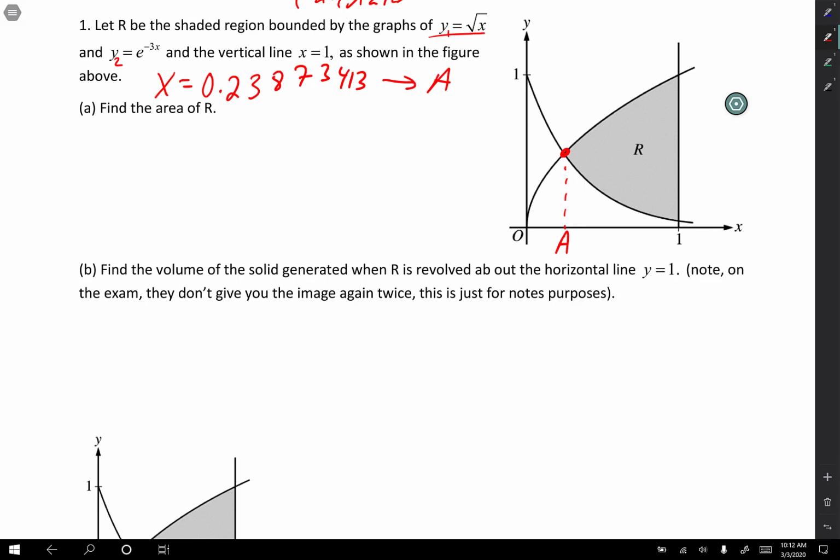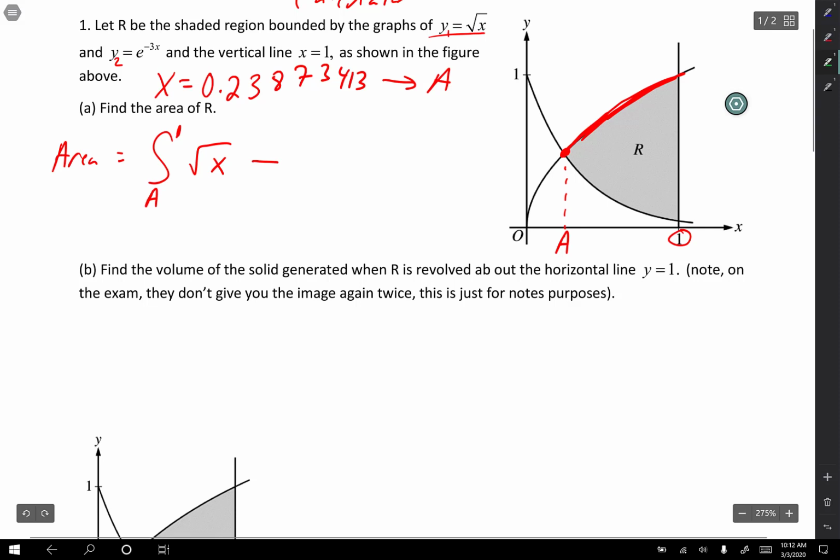Next, I already know the upper limit is 1. If I want the area of R, you can either say the word area or you can say R, it doesn't matter. Area equals the integral from A all the way to 1. Because they don't give names like f and g, you have to write the equation on top and the equation on the bottom. What curve is on top? In red, square root of x. So I write square root of x minus, and then the curve in green, e to the negative 3x. I put parentheses on both of them, and a dx. You get your point for the integral, and then you get the other point from the answer.